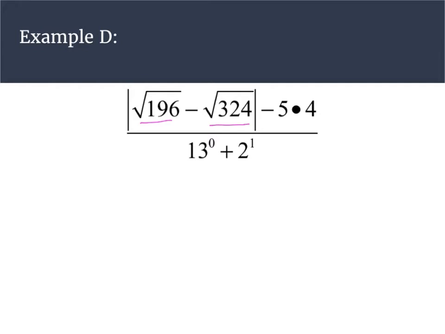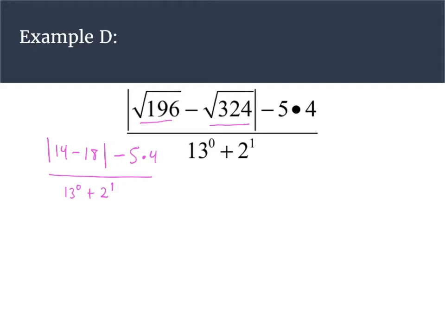So again, I'm going to copy down my absolute value bar, copy down the 14 that I just figured out, minus the square root of 324, and the square root of 324 is 18. So I'm going to write that down, write down my absolute value bar, bring down my minus sign, bring down my 5 times 4, all over 13 to the 0 power plus 2 to the first power. All right, so that takes care of a couple of square roots on the top, but I still have that absolute value to deal with.